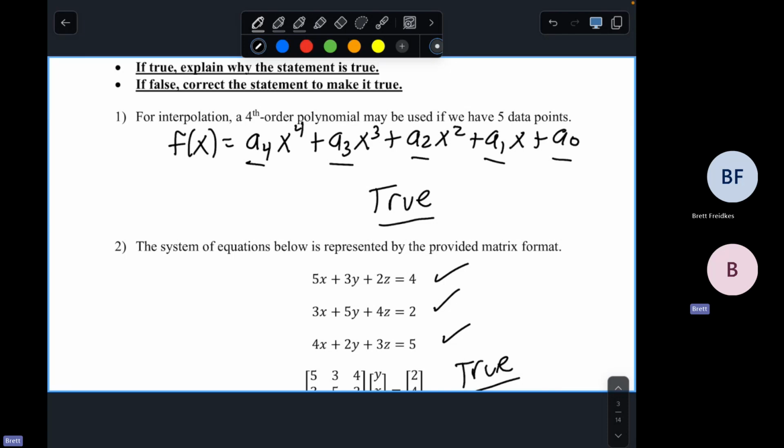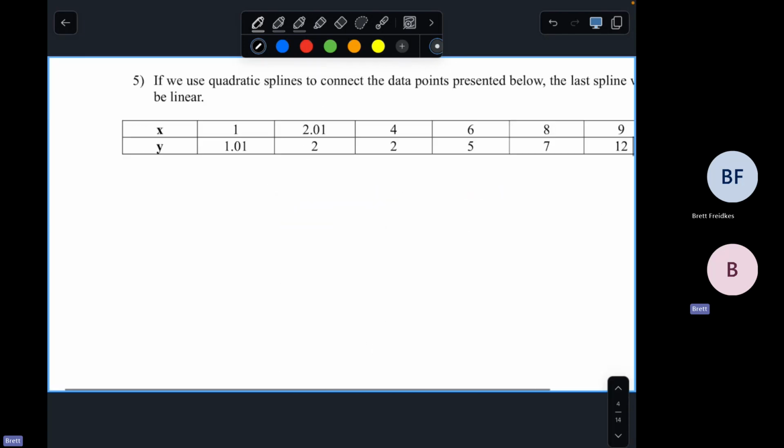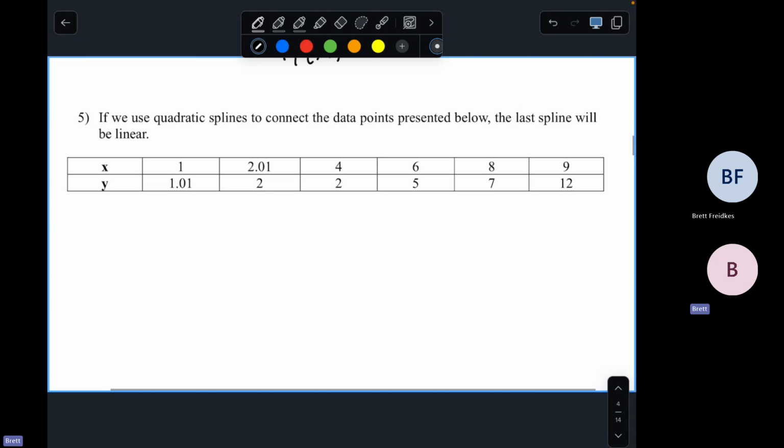Okay, cool. Doubts about anything that I just went over? Cool. Question 5. If we use quadratic spline to connect the points below, the last spline will be linear.